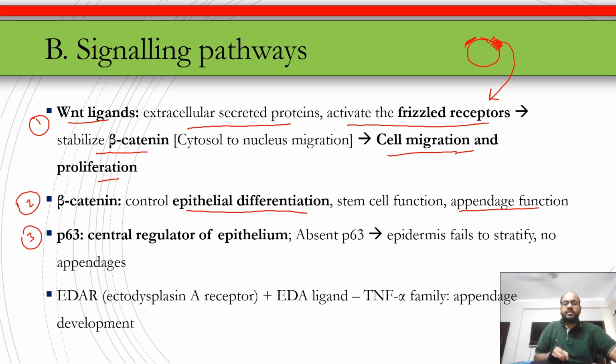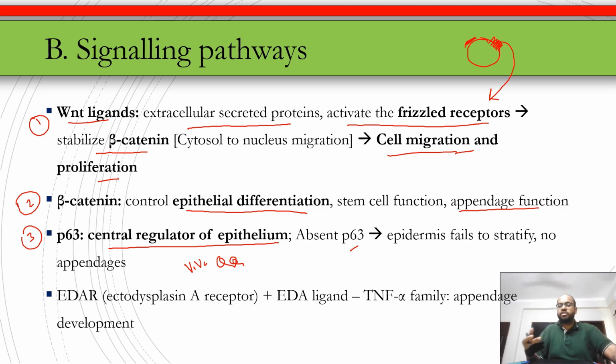P63 is known as the central regulator of epithelium, and this could be a good viva question or a good quiz question. Okay. Central regulator of epithelium is P63, and if P63 is absent, the epidermis fails to stratify. There is no layering of the epidermis. The epidermis does not form layers. There are no appendages.